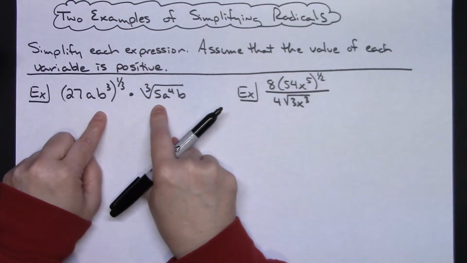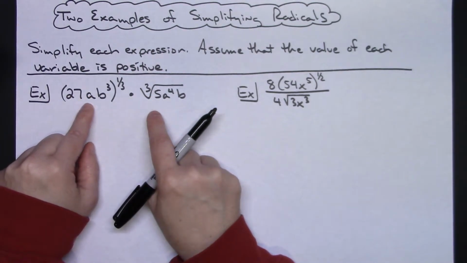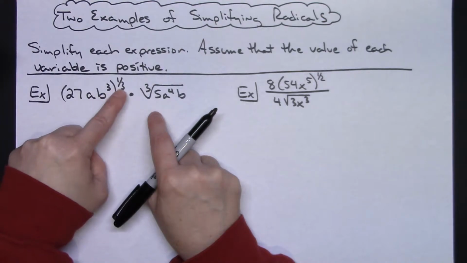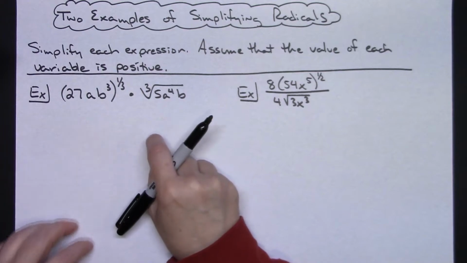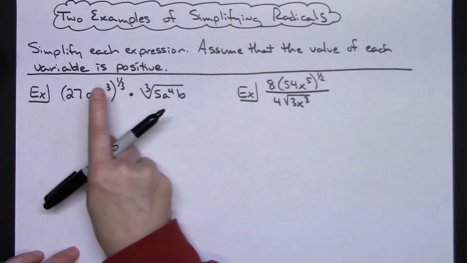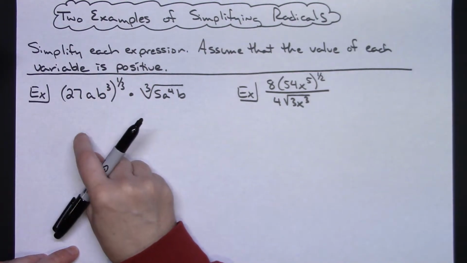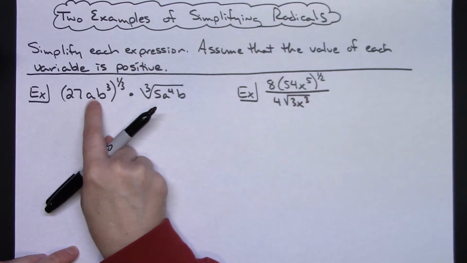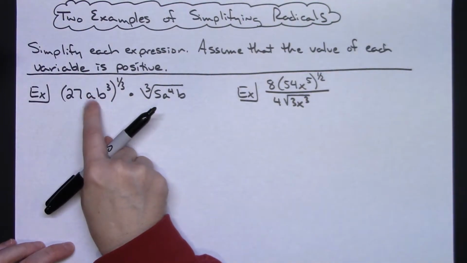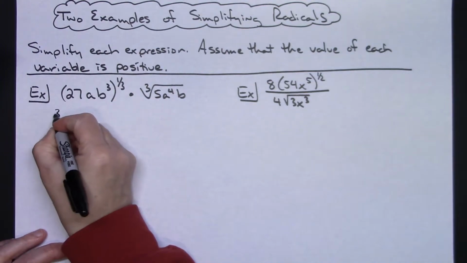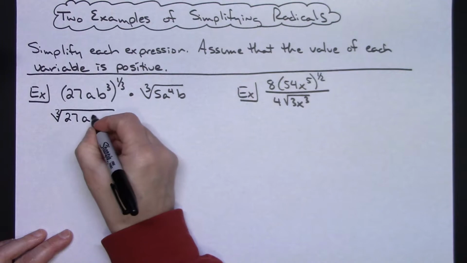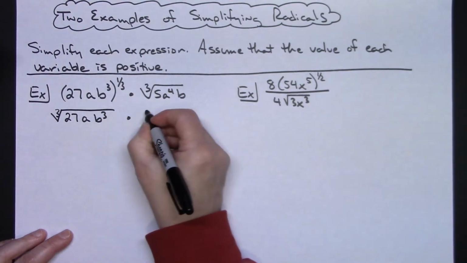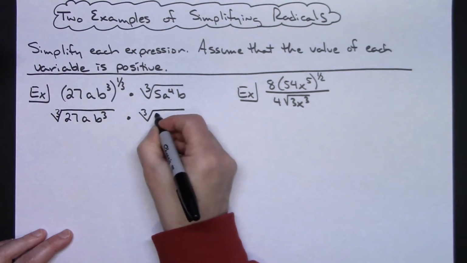Alright, so for this first example, I've got 27ab to the third raised to the 1/3 power times the cube root of 5a to the 4th b. Since this is a cube root and this is raised to the 1/3 power, then I think I'm going to choose to rewrite this in radical form as a cube root. So I would have the cube root of 27ab to the third. I'm not going to do anything to this second term, I'm just going to leave it.